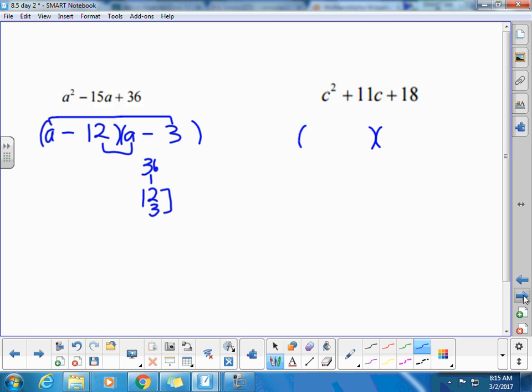c squared plus 11c plus 18. I know they both have to start with c. Factors of 18: 18 and 1, 6 and 3, 9 and 2. So if we look at that, again, we multiply together to give us a positive number and add together to give us a positive number, so they're both going to be positive. I see 9 and 2 would work. 9 and 2 is 11, and 9 times 2 is 18. So plus 2, plus 9, there's 9, and there's our 11.